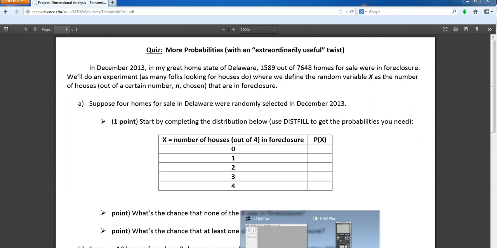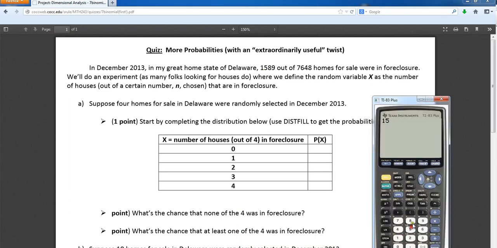1589 out of 7648. Pretty sure I just said the wrong thing. All right, let's take 1 minus that. That's the not foreclosure rate. I'm going to store that in for x. So now I can just type x to the 10th power. That number should look familiar. That's the chance of 10 straight homes not being in foreclosure.